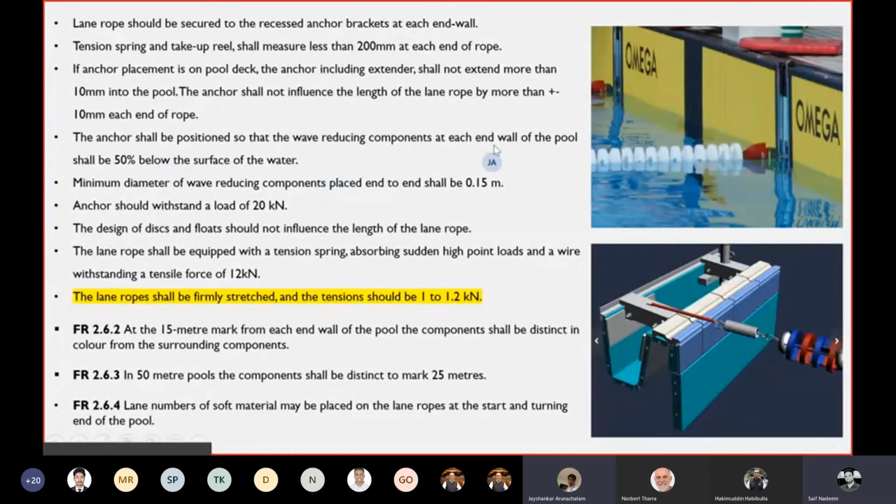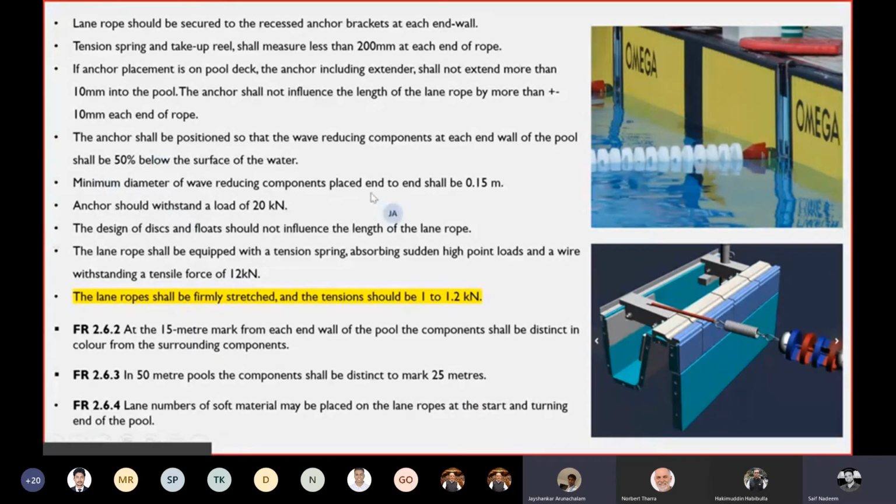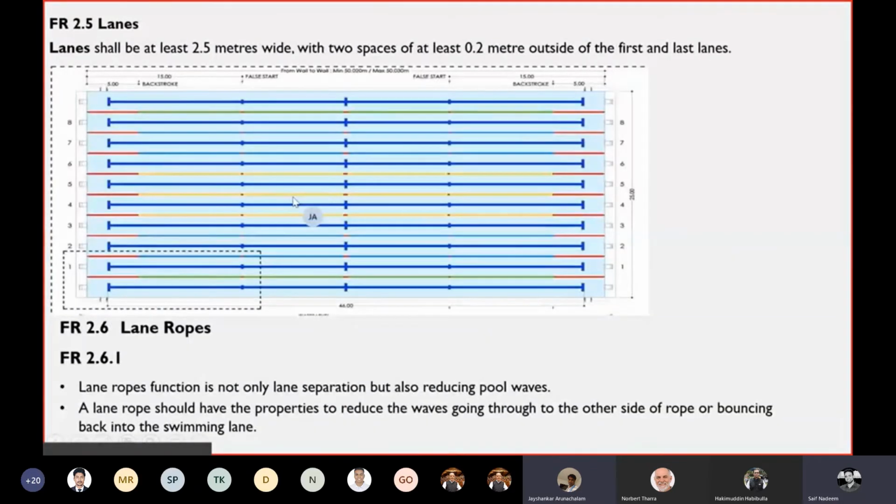Also, the anchor position is such that the components of the pool shall be 50% below the surface of water. As the drawing explains, all the discs have to be 50% submerged under the water. The minimum diameter of the components should not be less than 150, shall be 0.15. The anchor should withstand a load of 20 kilonewton. The design of disc and float should not influence the length of the rope. The lane rope should be equipped with a tension spring to absorb a sudden tensile force of 12 kilonewton. At the 15-meter mark at each end wall, the component shall be distinct from the surrounding components. In 50 meters, the component shall be distinct at 25 meters. If you look at the previous slide, you could see the different color combinations, the red color distinct for the first 10 meters. All these are captured in this particular drawing.